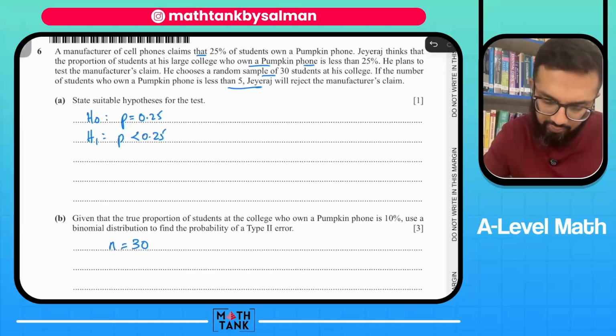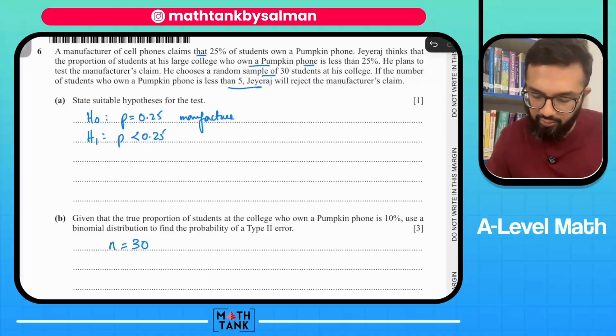Which one was the manufacturer? This is the manufacturer. So basically, the rejection region for H naught is X less than 5.